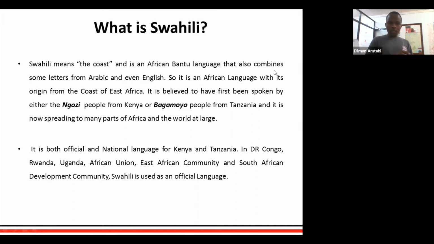So the Gozi community were in Kenya, and the Bagamoyo community were in Tanzania. It is an official and national language in Kenya and Tanzania. But in countries like DR Congo, Rwanda, and Uganda, it is considered an official language. Also, it is used in the African Union as an official language. We also use it in the East African Community and the Southern African Development Community.